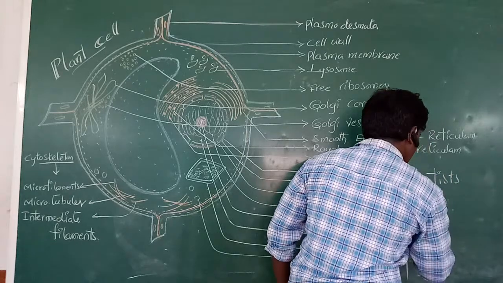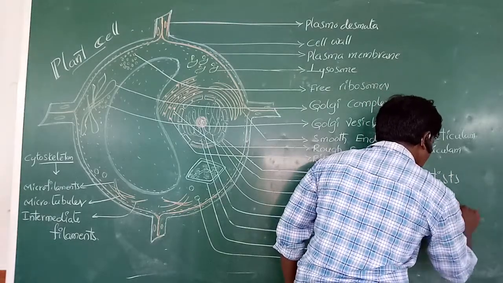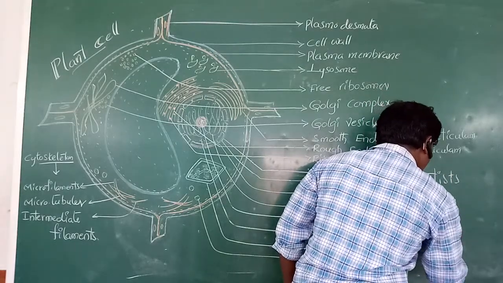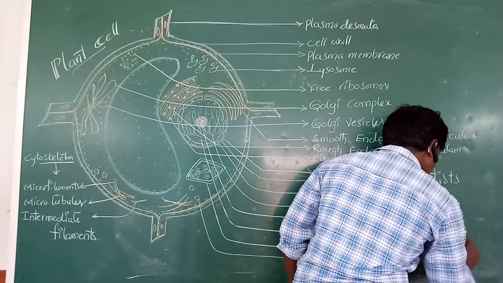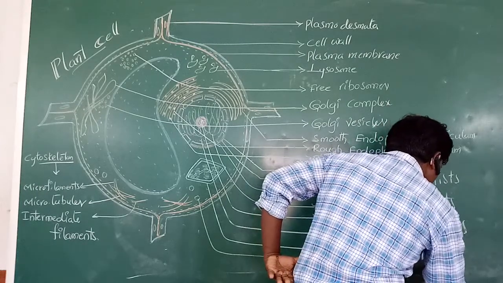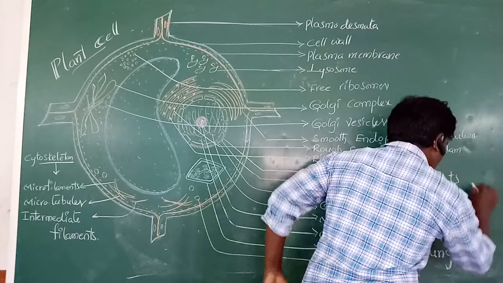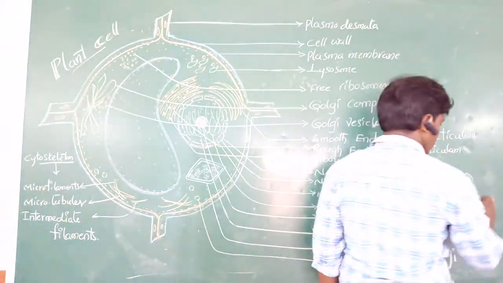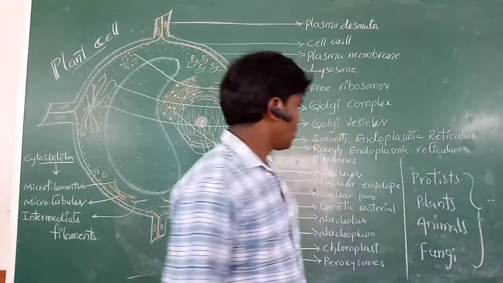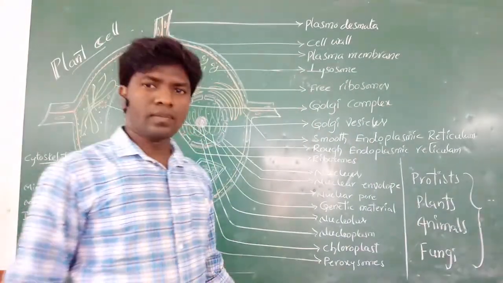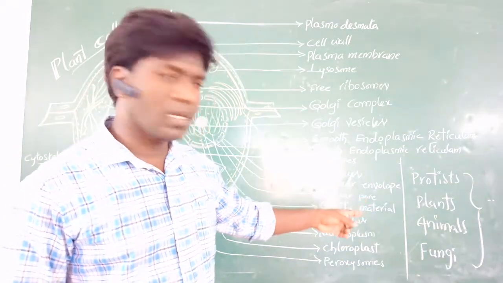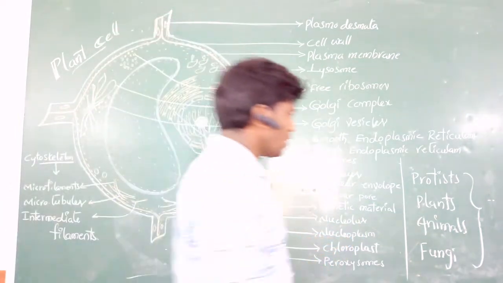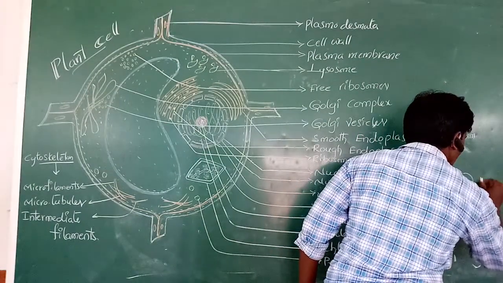Protists, plants, animals, fungi are the eukaryotic cells.